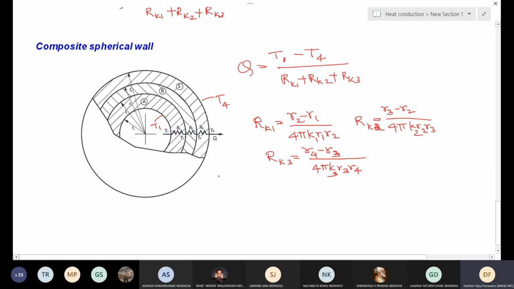So we move on to the next important topic, very important. Those people who are studying the design of heat exchangers will need that overall heat transfer coefficient. So we'll derive that.